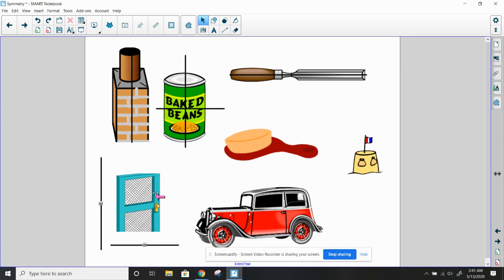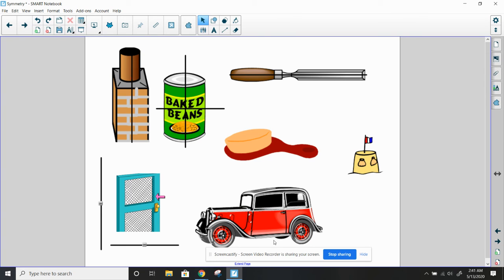Let's try this door. Now think of the door with everything that it has on it, and I will see if I have a line of symmetry here. Does this half exactly match this half? It doesn't, because there's a door handle here and that's not over here. So that's not going to work. It does not have a line of symmetry that way. What about a line of symmetry this way? It doesn't look like my windows match up. So no, this doesn't have a line of symmetry either.